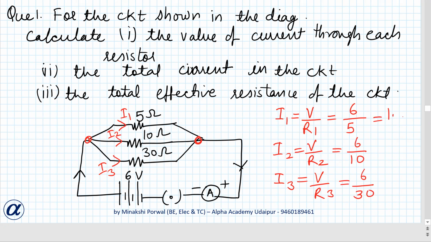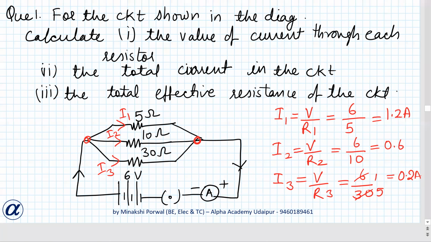So this is 1.2 amperes, this is 0.6 amperes, and this is 0.2 amperes. Okay. Now, so value of current through each resistance, first part ये होगा I1, I2 और I3. इनकी values निकालेंगे. That is the value of current through each resistor.